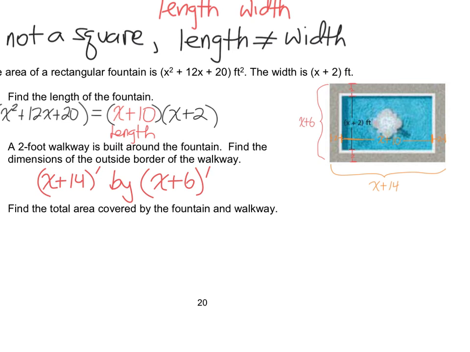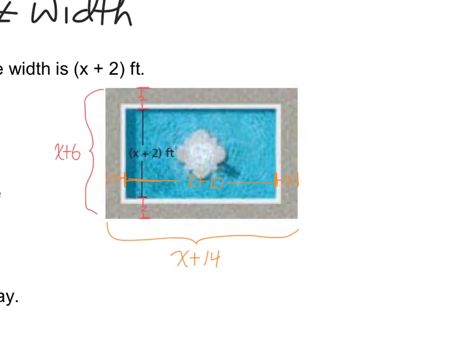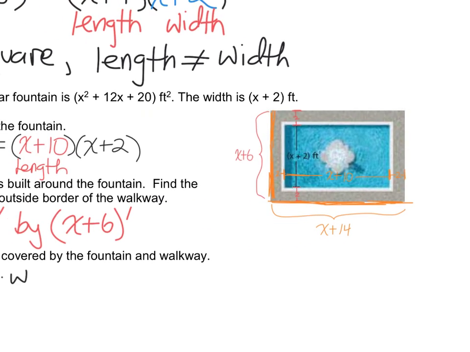So then they want the total area. And the only thing you've got to be really careful about here is it says find the dimensions of the outside border of the walkway. All right, so sometimes they'll say things like find the area of just the border, find the area of just the water area, so it could be tricky, but they're saying what is this side? This is an outside border, and what is this side? So the context of the problem has us focused on a particular thing.